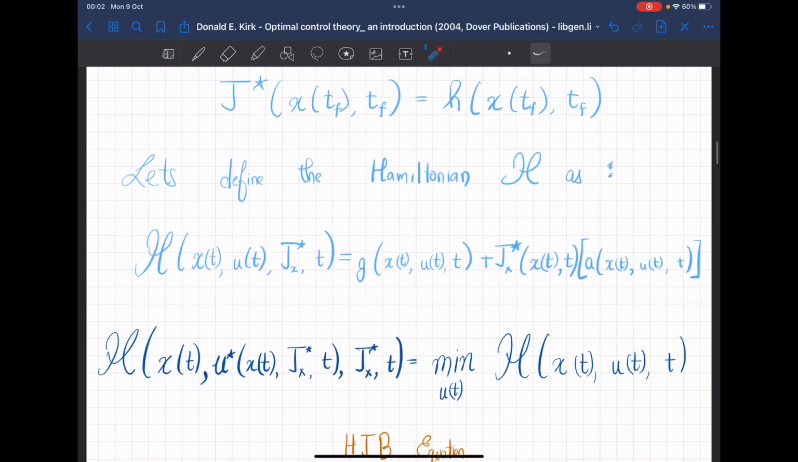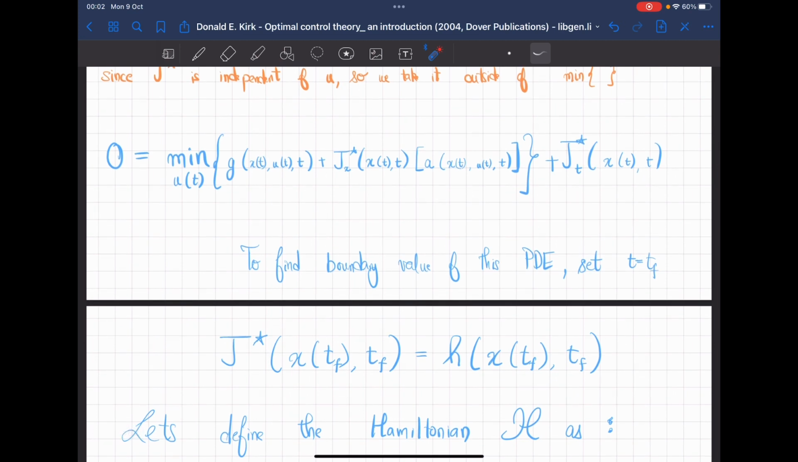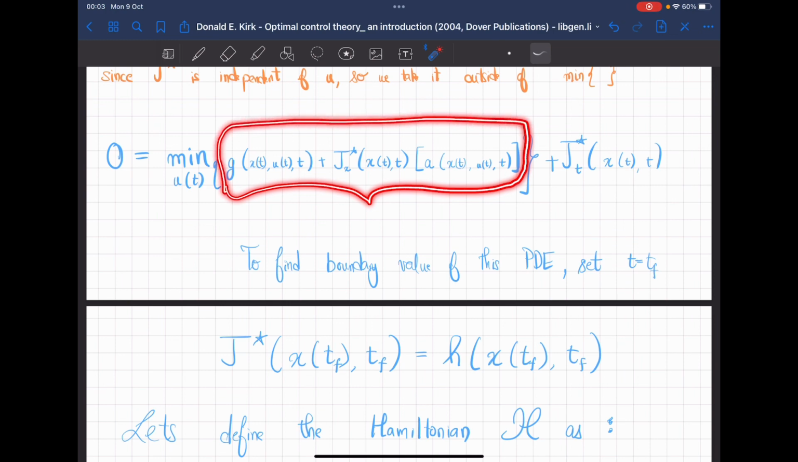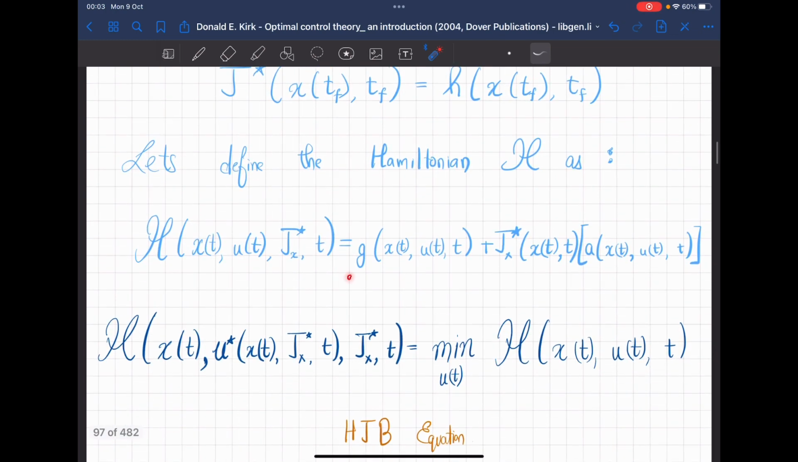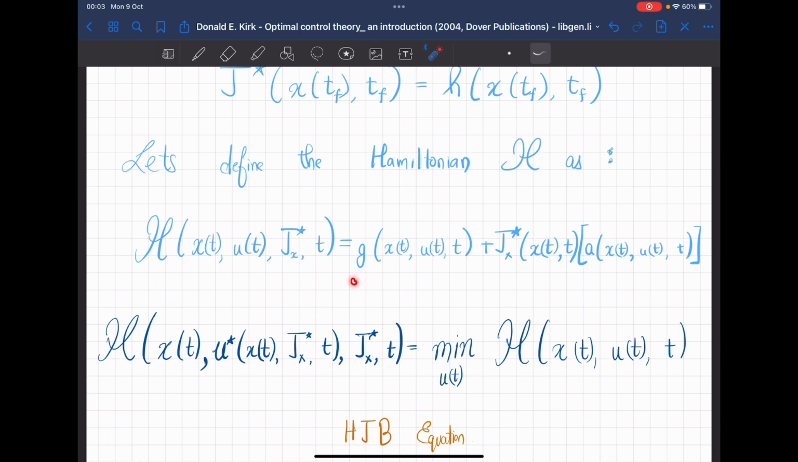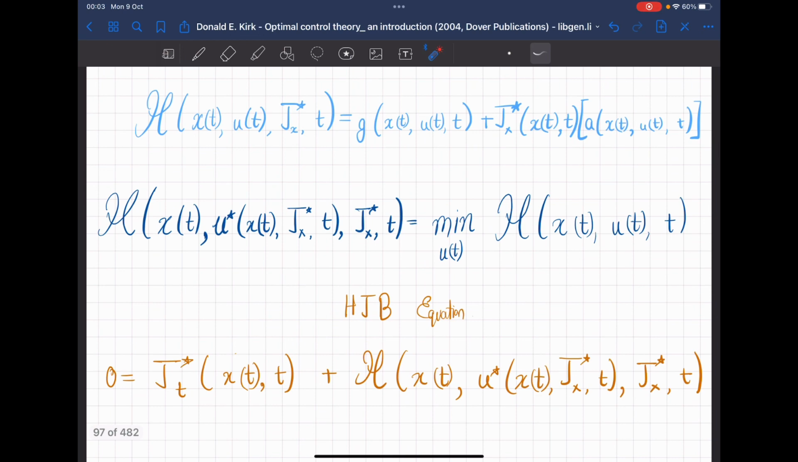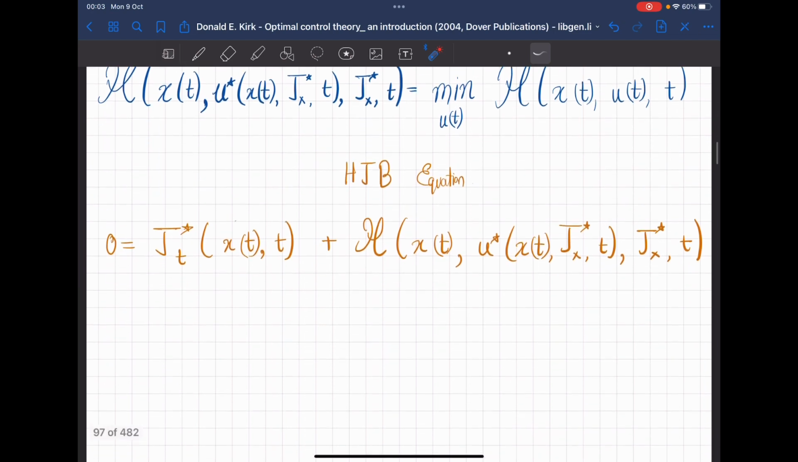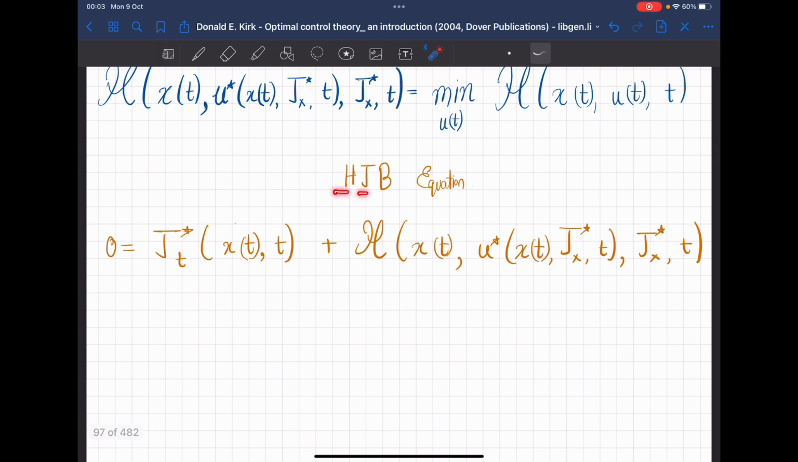Now let us define the Hamiltonian. So this expression, whatever is coming inside these curly brackets for minimization, we would define this as the Hamiltonian. And given this expression, once I find the u t that minimizes this expression, I will substitute that u t, I'll call it u star t, which minimizes this expression in this part, and then I will get my Hamilton-Jacobi-Bellman equation.